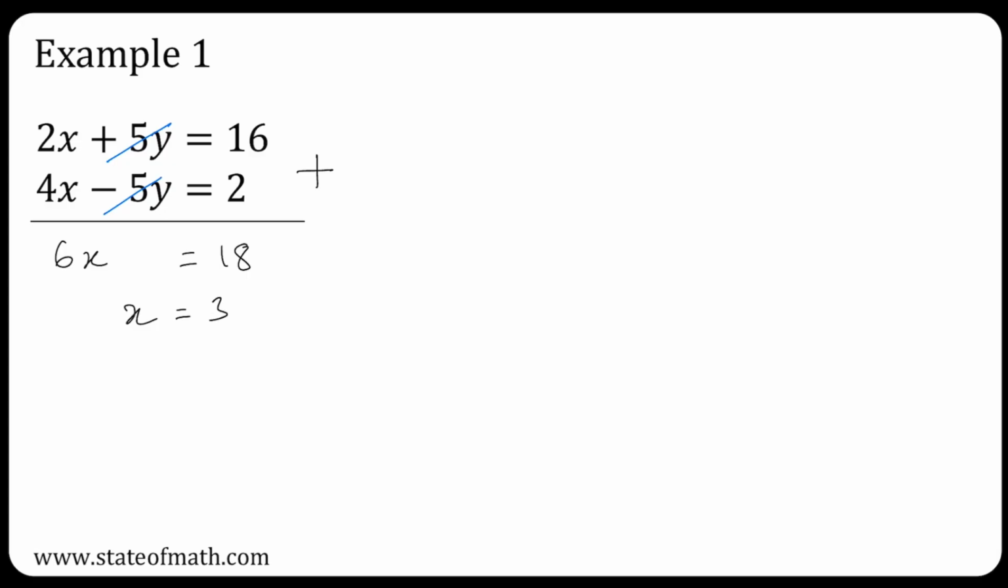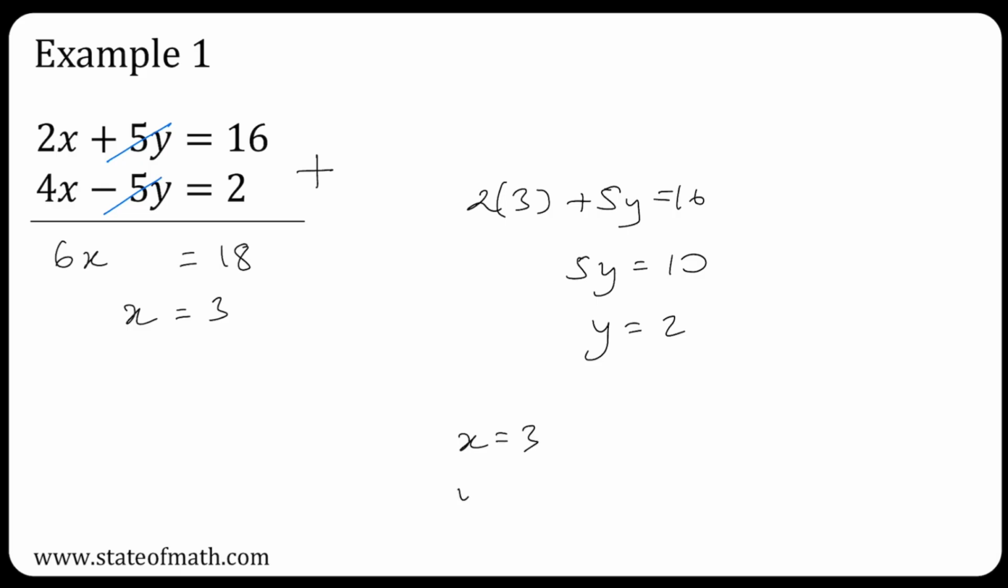Substituting this 3 into either of the two equations will give me y. Let's substitute in equation 1. So 2 times 3 plus 5y is equal to 16. So 5y is equal to 10. y comes out to be 2. Final solution, x equals 3, y is equal to 2.